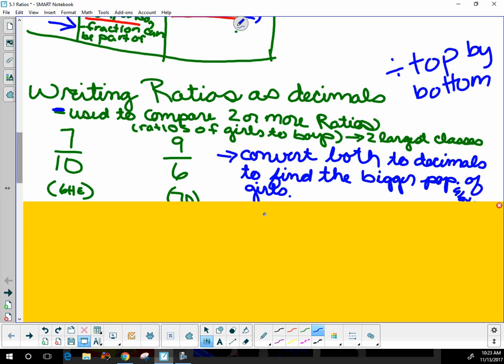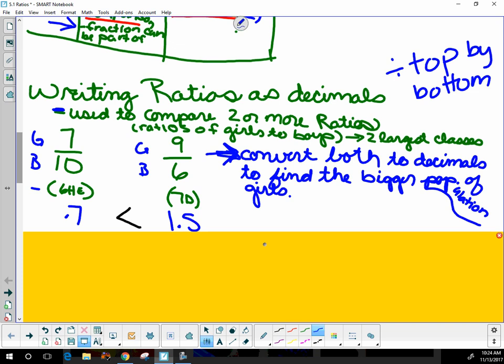And I wrote down the ratios of girls to boys in my 2 largest classes from last year. Okay, so in my 6th grade honors class, I had 7 girls to 10 boys. And in my 7th grade class, I had 9 girls to 6 boys. So which one had the higher rate of girls to boys? Okay, and this blue writing says, convert both to decimals to find the bigger population of girls. So which class had a bigger proportion of girls?